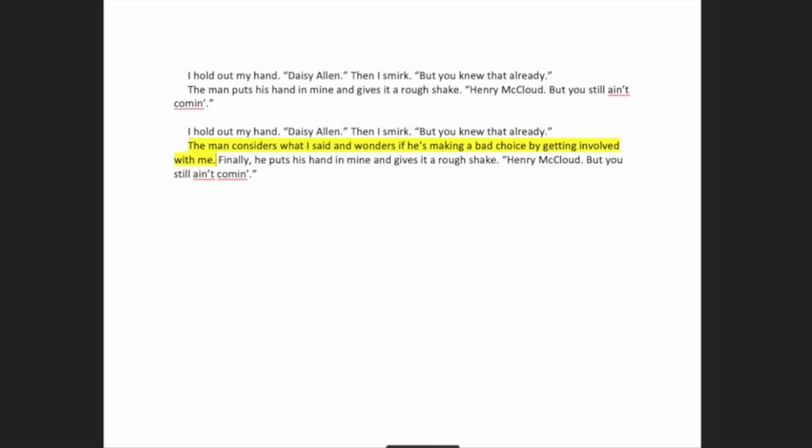So this sentence says, the man considers what I said and wonders if he's making a bad choice by getting involved with me. Daisy has no way of knowing what is going through Henry's head, so she cannot communicate to the reader that he's wondering if he's making a bad choice. All she can do is watch him, read his body language, and listen to what he says. That's the only way she can come to an understanding of what he is thinking and feeling. So this is a great example of how even in first person POV, you can still have head hopping issues.